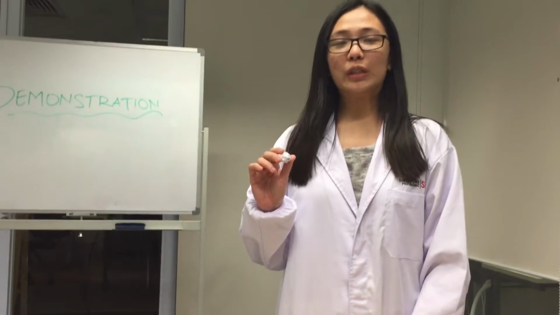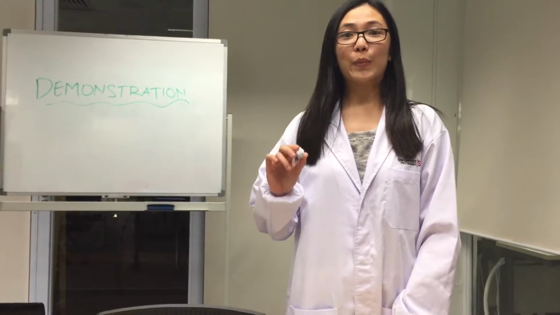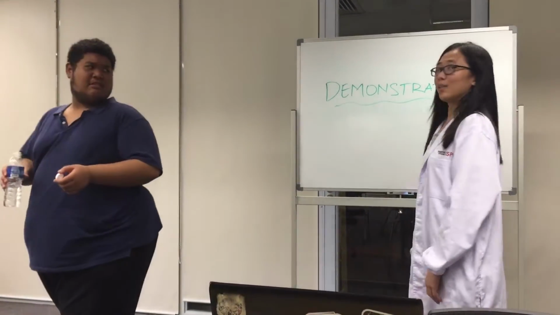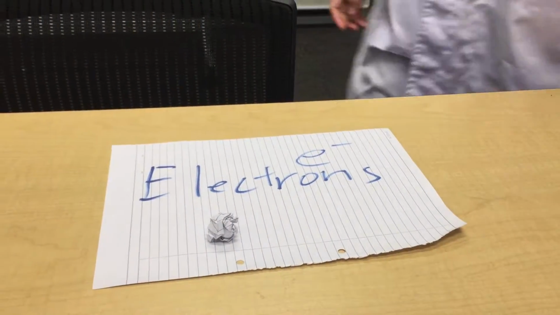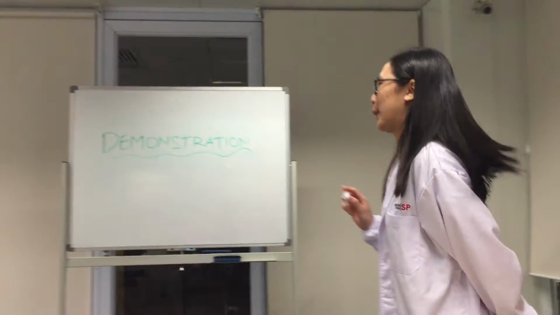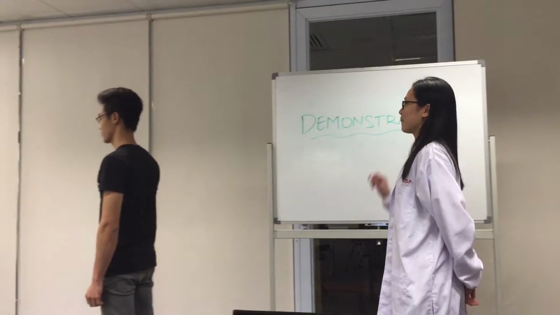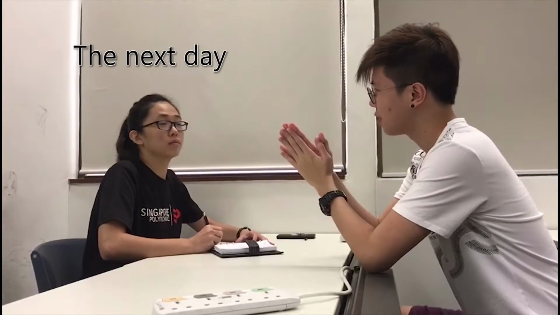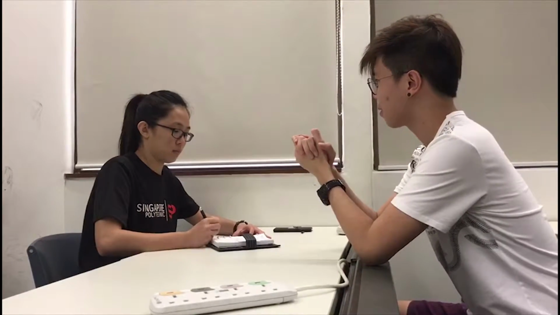Let's try it: if we throw an electron at a big barrier, oh, it bounced! And let's see if we throw an electron at a small barrier. Oh, it went through!